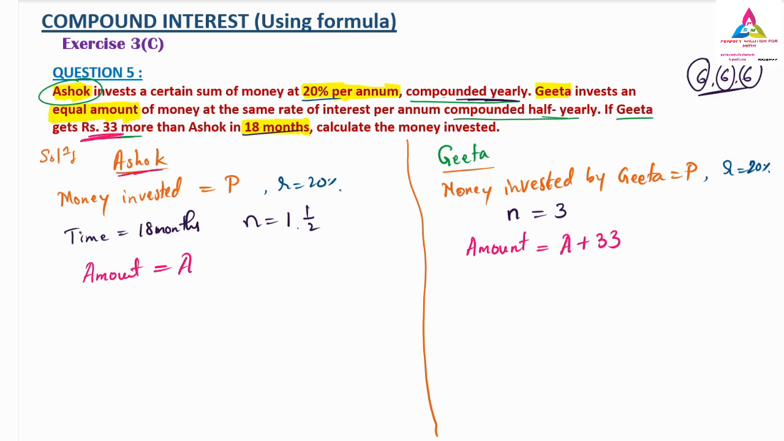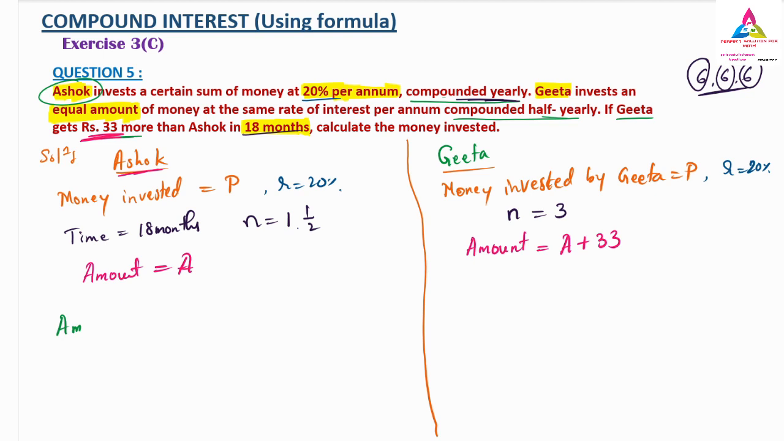So A plus 33. I hope you understood. If Ashok is getting 5000, Geeta is going to get 5033 as the amount, because 5000 plus 33 is the extra amount. So I hope you understood this. So, let us go with the simple method. We have to find how much amount Ashok is actually going to get.